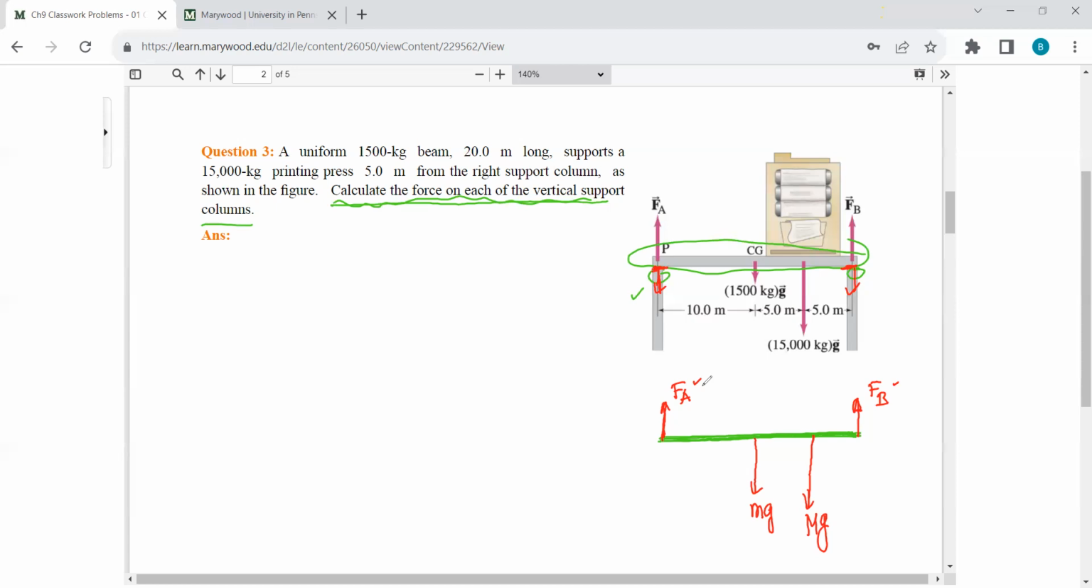These are the given things. We also know that the distance from this side to the middle is 10 meters, and the distance from this side to this one is 15 meters, because we know that this is 5 meters. We have to calculate Fa and Fb. Here you see that there are no forces along the x-axis, so we cannot use that. So first let's start with the sum of Fy equal to 0. Fa and Fb are positive, and mg and Mg are negative. So our equation is something like this.